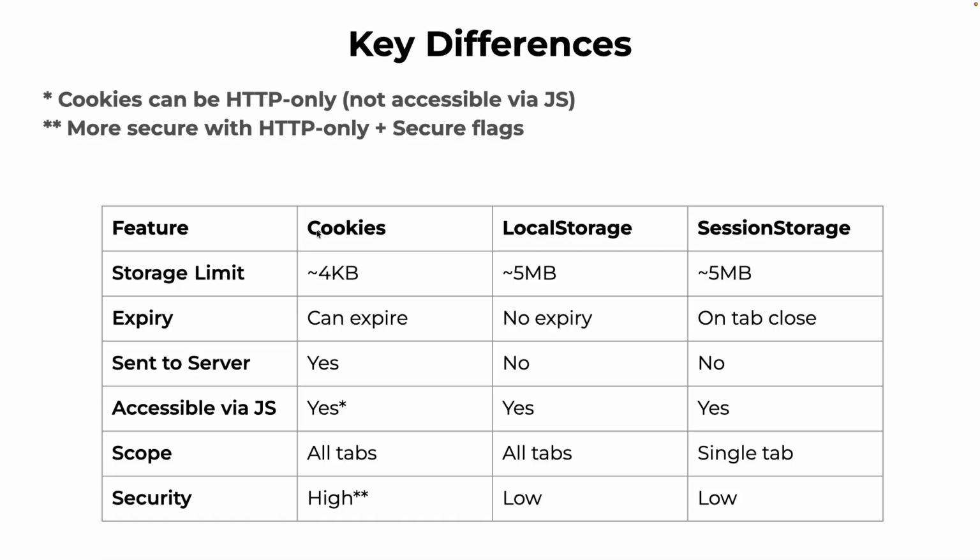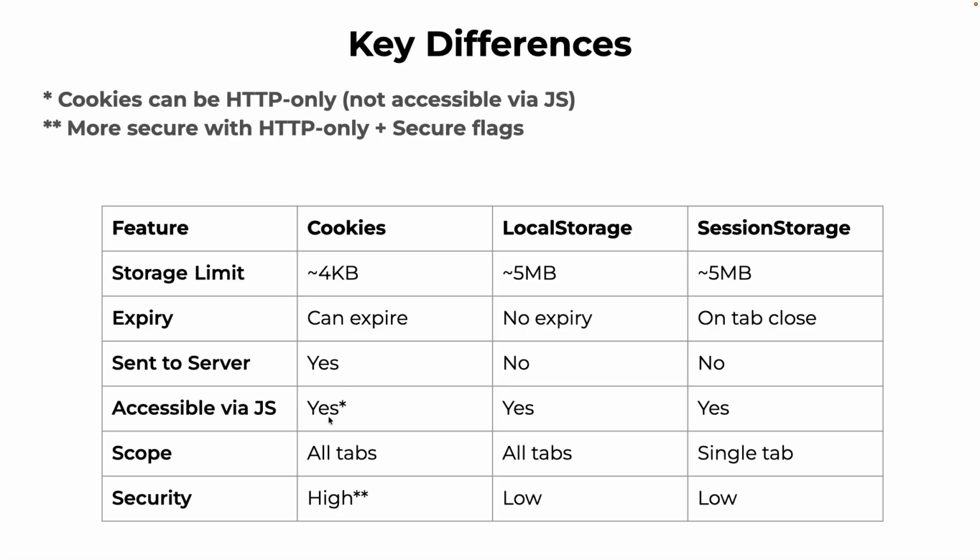So here you see the features. For storage limit, cookies have a limitation of approximately 4 KB, and local storage and session storage have approximately 5 MB. Expiry: you have seen that cookies can expire when we set an expiry. Local storage has no expiry. Session storage expires when the tab is closed. You have seen in the demo, when we close the tab, the session storage was lost. Sent to the server: yes, cookies are automatically sent to the server. We don't have to write extra code for that. Local storage and session storage are only for the client application, they are not sent to the server.